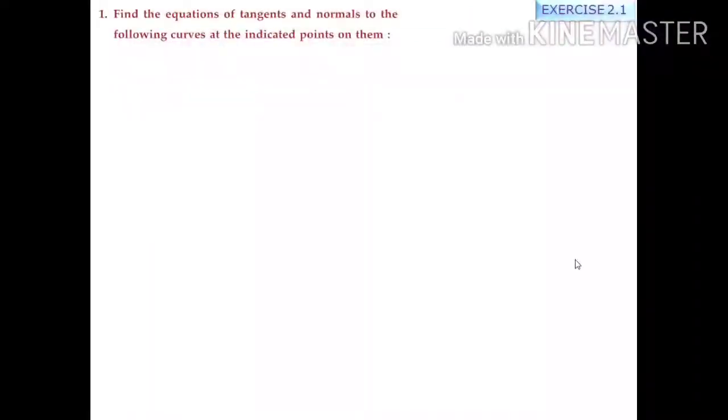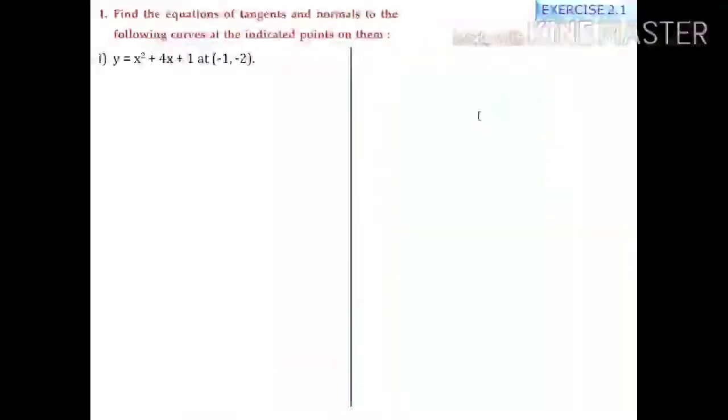Question: find the equations of the tangent and normal to the following curve at the indicated point on it. Let us see the first curve, given as y is equal to x square plus 4x plus 1 at the point (minus 1, minus 2). First, let us see the steps for finding the equation of the tangent and normal. In the first step, you calculate the value of dy upon dx, that is, the answer for the derivative.